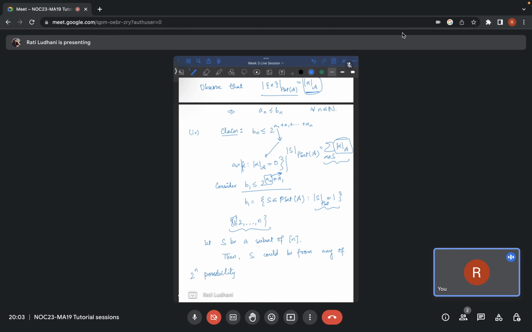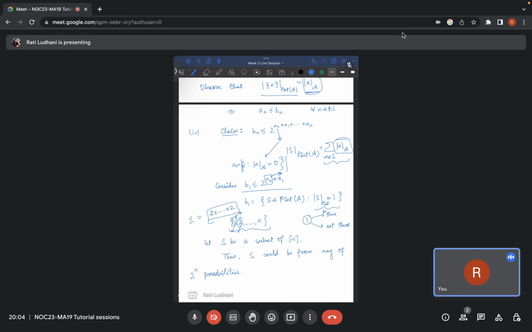So you know how many elements are in the power set. So 1 has a possibility, like either it could be there or not there. So there are 2 options for every element, so you have 2 options for this, 2 options for this, for all the elements. So you have 2 raised to power n possibilities. This is the way you get the cardinality of the power set. So this is the same trick we are doing here.